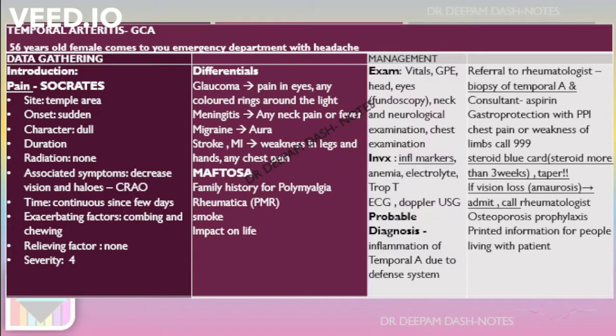How would you manage this patient? Usually they are to be sent for a temporal biopsy at the rheumatologist, and they are often started on aspirin. They will also be given steroid, and therefore you would need to give them a steroid blue card. Whenever you are giving a patient steroid, it is important to taper.